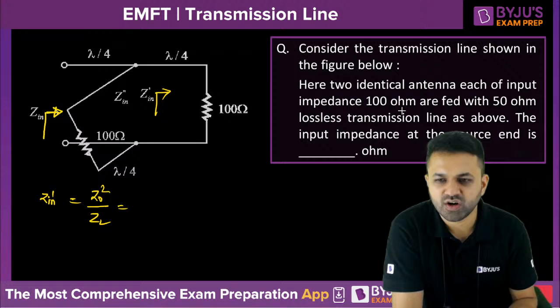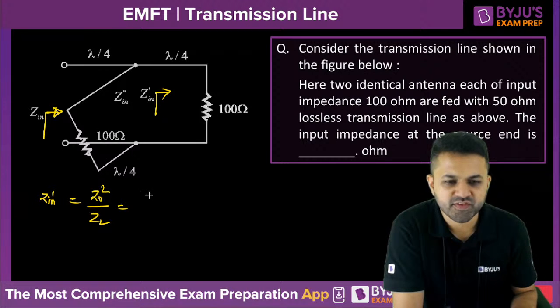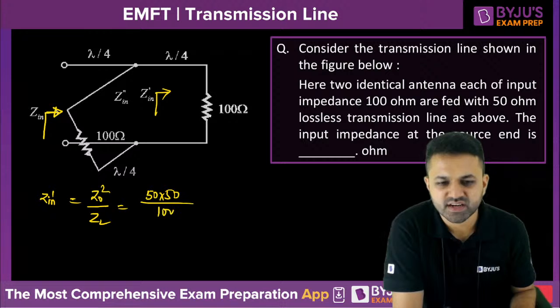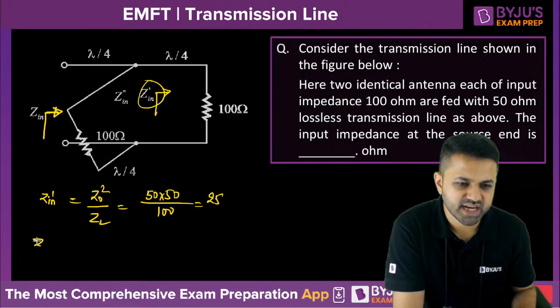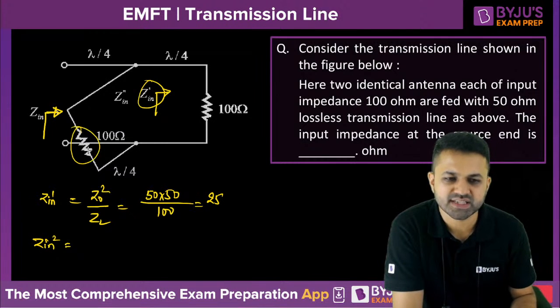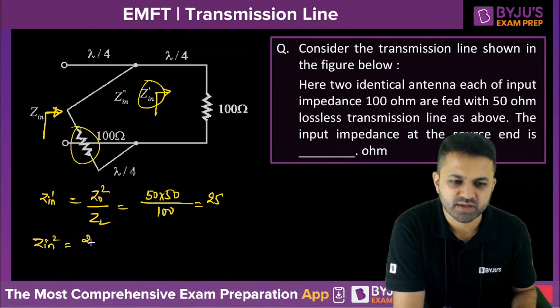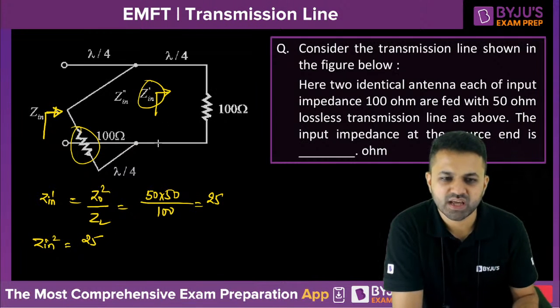This is Z0 square upon ZL. So what is Z0? The characteristic impedance is 50. So this is 50 into 50 divided by the load impedance, which is 100. So you are getting 25. So this Zin is giving 25. And what about Zin 2? Zin 2 will also be the same because the impedances are the same and the characteristic impedance is also the same. So this is 25. And both are in parallel.